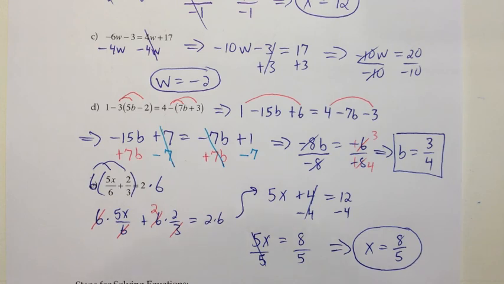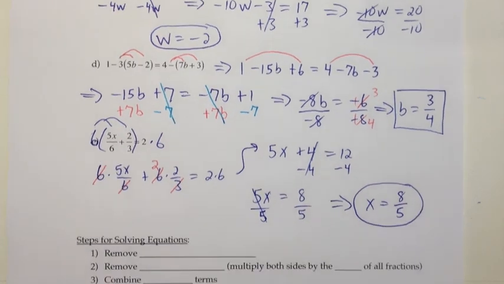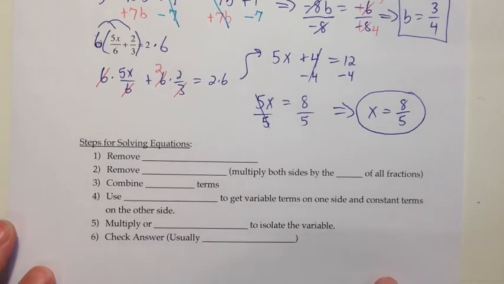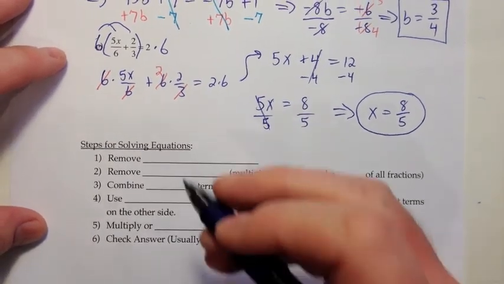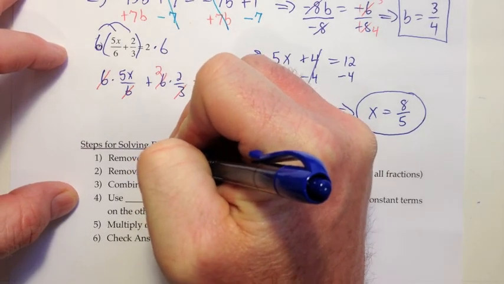Alright, so we've looked at 5 different examples here, so I want to go ahead and summarize the steps that you would use to solve equations like this and kind of the order that you would think through those. So the first thing that you want to do is remove any parentheses that might be in the problem.